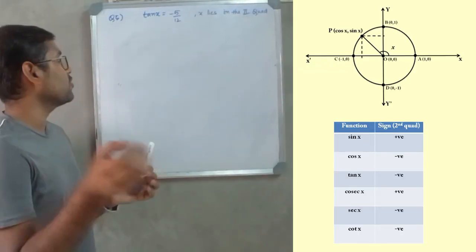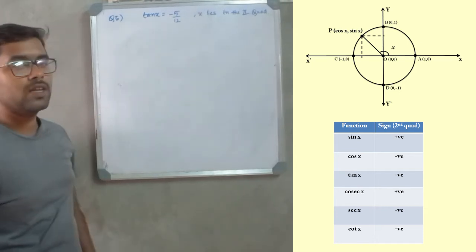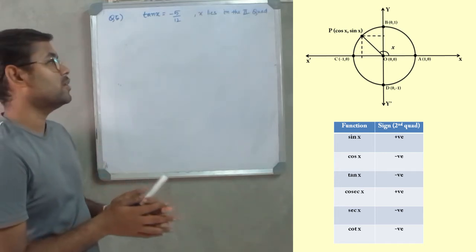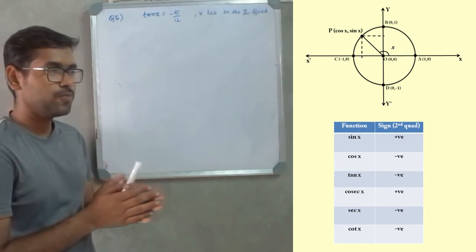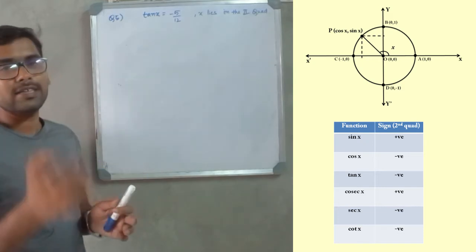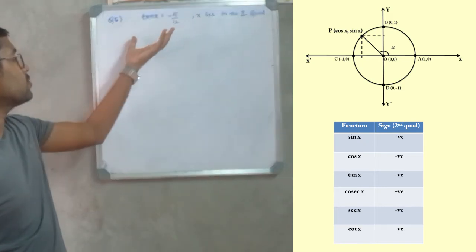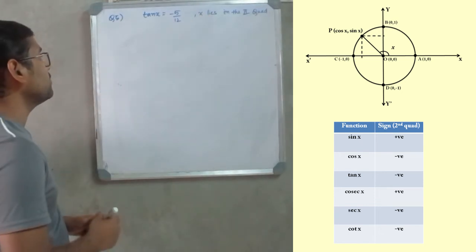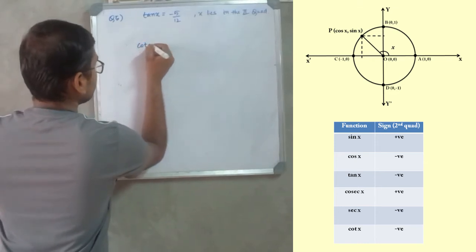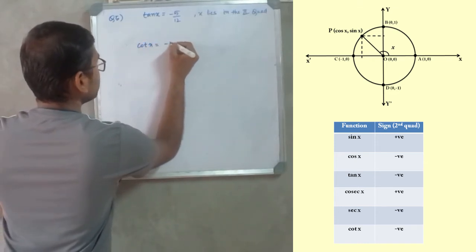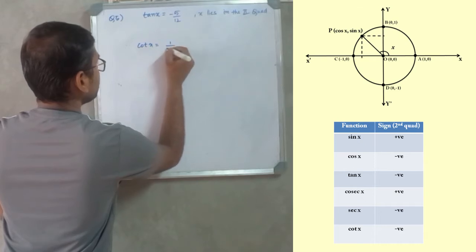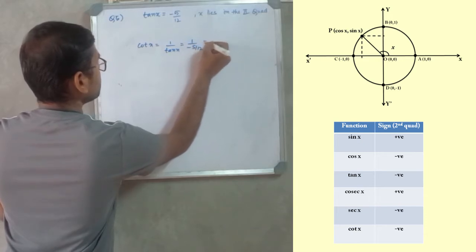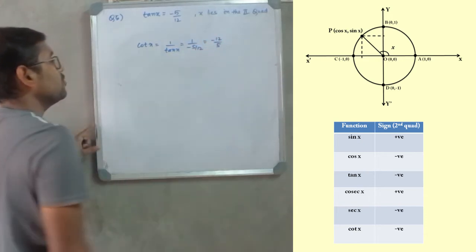Guys, here in the fifth question, they have given us the value of tan x, which is minus 5 by 12, and they have also given us that x lies in the second quadrant. Guys, in the second quadrant, sin x and cosec x are positive, and tan x, cot x, cos x and sec x are negative. Now, coming back to this problem, they have given us the value of tan x, which is minus 5 by 12, and using this information, I can easily find the value of cot x. Cot x is given by 1 by tan x. Therefore, it will be equal to minus 12 by 5. This is the value of cot x.